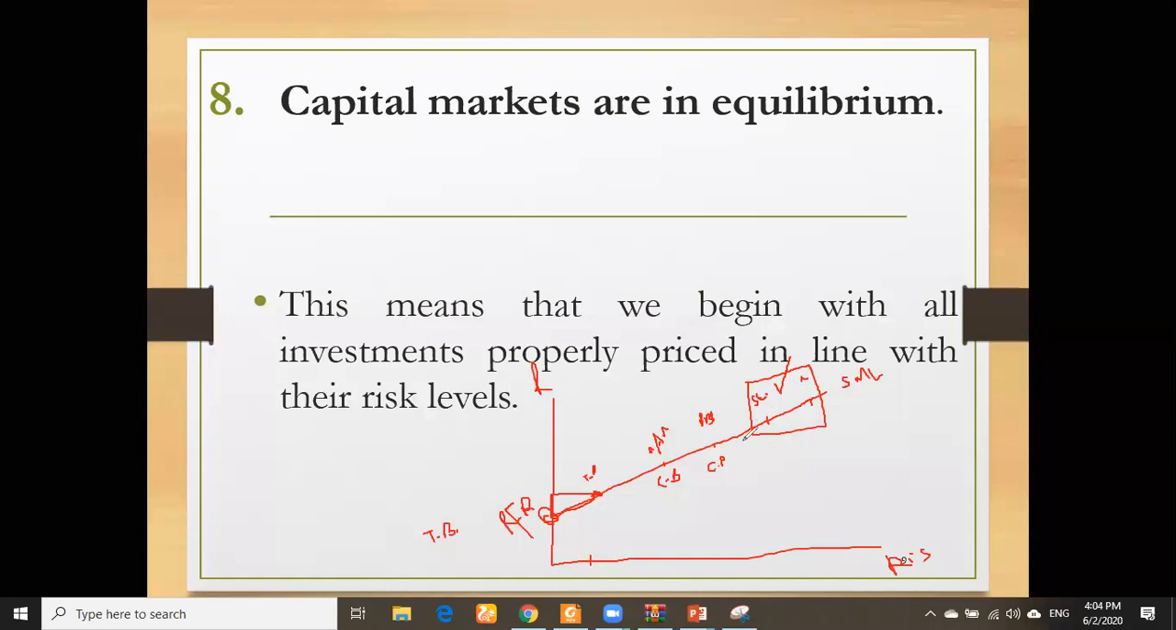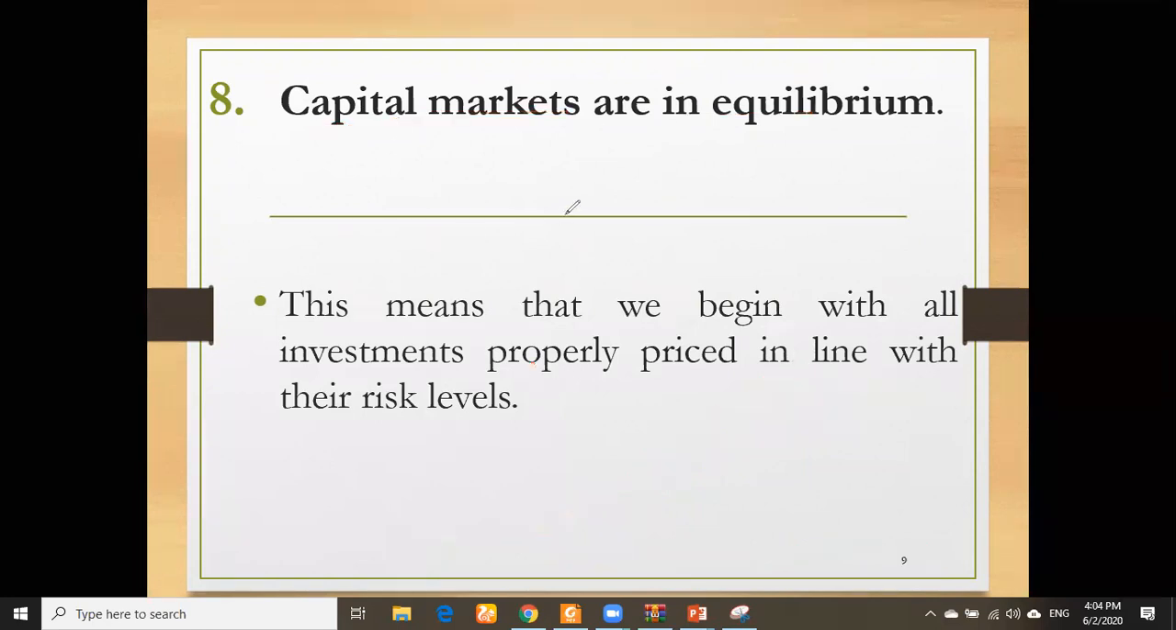So this security market line actually says that all of these capital markets are in equilibrium. It means that they are present on this security market line, that every asset holding a higher risk is priced at a lower price, and those securities which are offering the lowest risk are priced higher, or charged a higher price. So that's why it remains in equilibrium. So these are the 8 assumptions which we have to undertake in order to understand the capital market theory.